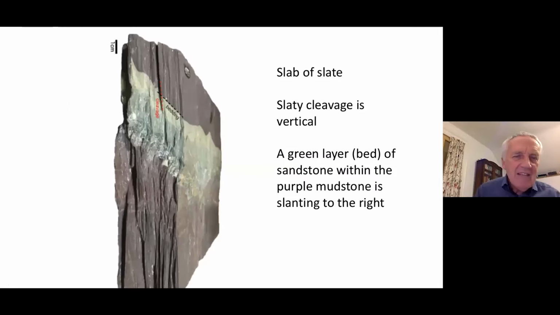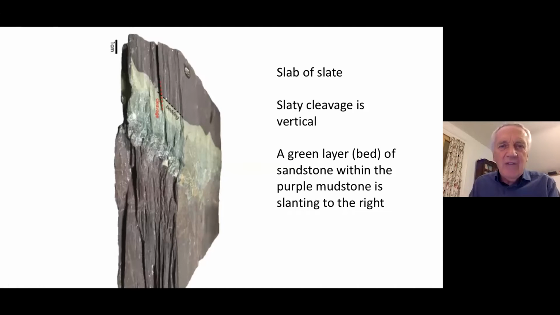And here is that same piece of slate turned around to be in line with that previous drawing. The slaty cleavage is vertical, and you can see this green band, which is a bed of fine sandstone within the mudstone, completely independent of the slaty cleavage. The slaty cleavage has been superimposed afterwards.